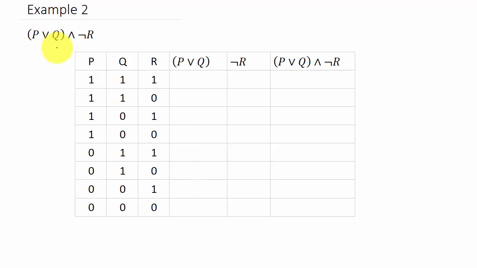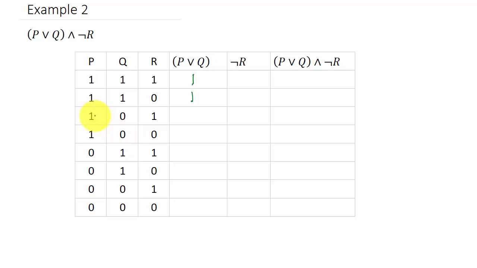Let's go ahead and get this one done. So you can see here how I have the different columns because I need P or Q. That's this column. And then I need not R, which is this column. And then I can put them together. Alright, so remember, P or Q. At least one of them has to be true. So either one of them could be true or both of them could be true in order for this to be true. See, I'm doing P or Q, so I'm looking at these two columns. So I have true, true. That would be true. Here I have true, true.